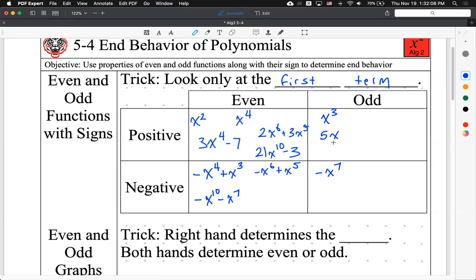Perfect. Jade, give me a negative even. Negative 5x to the 12th power. Perfect. Fernando, give me a negative odd. Negative x to the 5th. Perfect. Jenny, give me a positive odd.